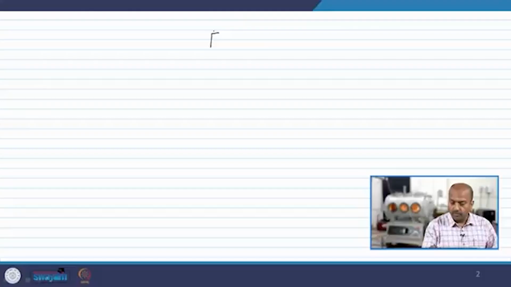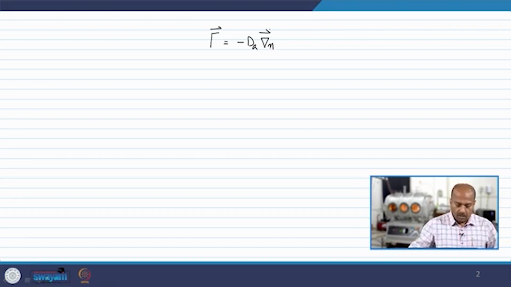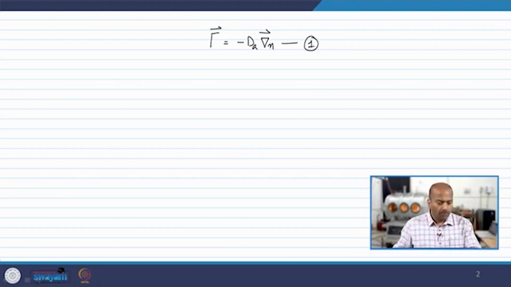So, we can start from the ambipolar diffusion itself, wherein we have learnt the formation of electric fields which make the diffusion coefficient different for the electrons and ions, thereby resulting in equal speeds of these particles. Right. Now, we have learnt that for the ambipolar diffusion, the particle flux given by gamma is minus dA del n, right. Let us say we call this equation 1. Let us try to recall this equation.